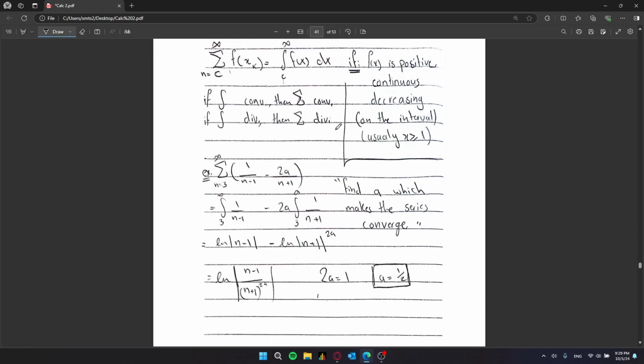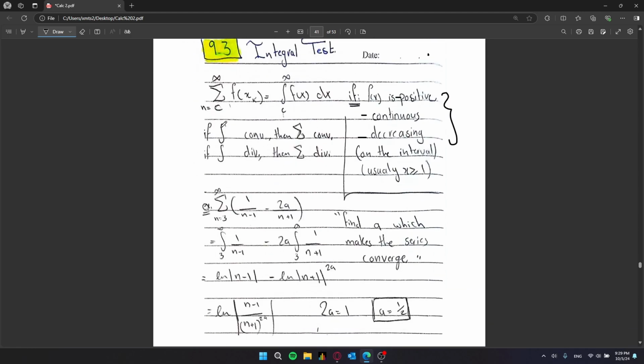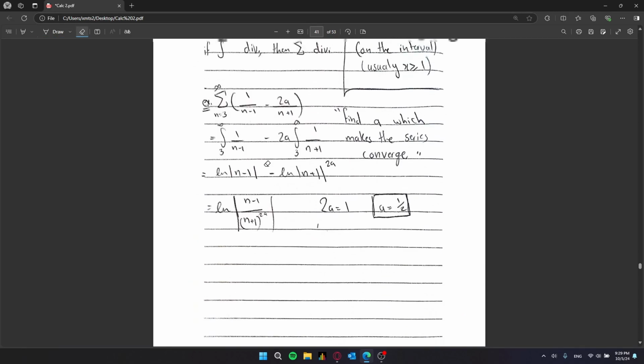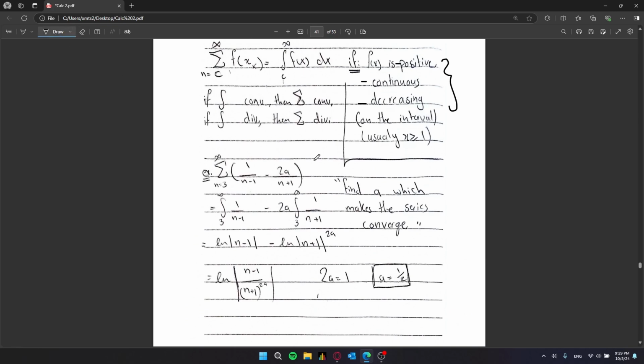Here is an example. At this point you are just trying to play around with these 3 conditions. You need to make sure that the function is positive, continuous, and decreasing. If all 3 conditions are met, then you can apply the integral test and find if the summation converges. If the integral converges, then the summation or series converges, and if it diverges, it diverges. There's nothing else to this lesson. It's fairly straightforward, but you just have to solve a bunch of questions to get the hang and the grasp of it.